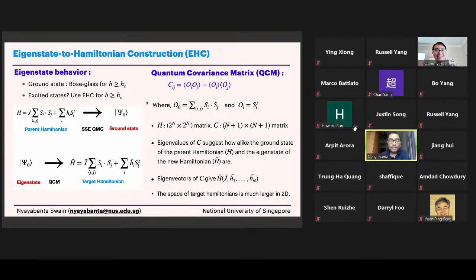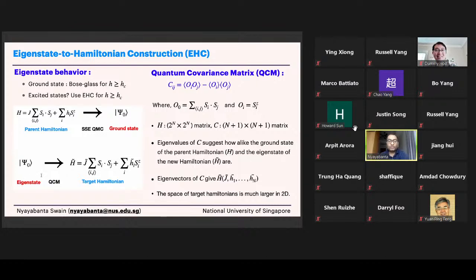Now, as I mentioned, MBL is actually the behavior of the highly excited states, or in general, the eigenstates. So after obtaining our ground state, we use the so-called eigenstate-to-Hamiltonian construction approach, which goes like this. We start with this parent Hamiltonian, or the so-called original Hamiltonian, and with QMC, we obtain its ground state.